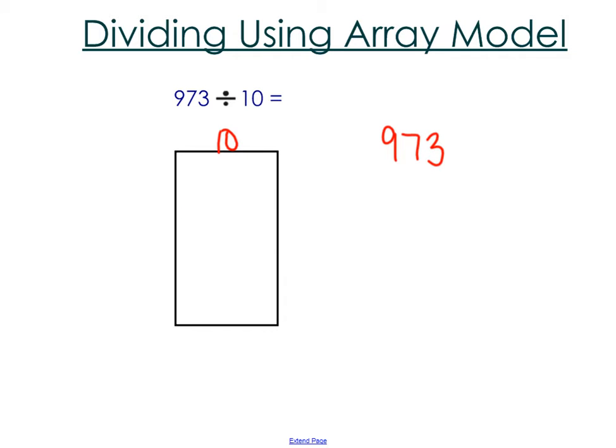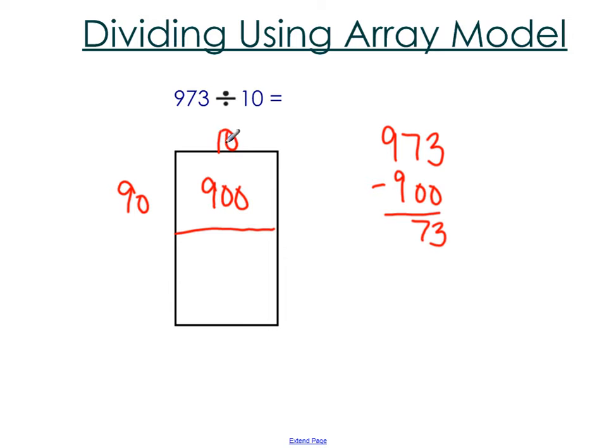So 10 times 90 would be 900, and that gets us close to 973. So this is a 10 by 90 array, and that's worth 900. So we took 900 away from that, and we have 73 left over.